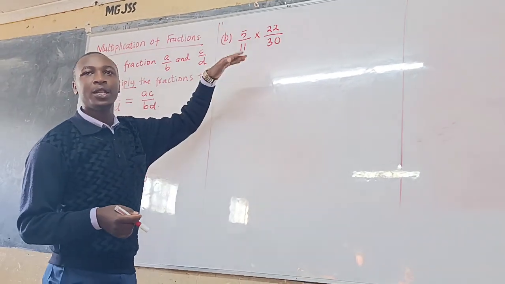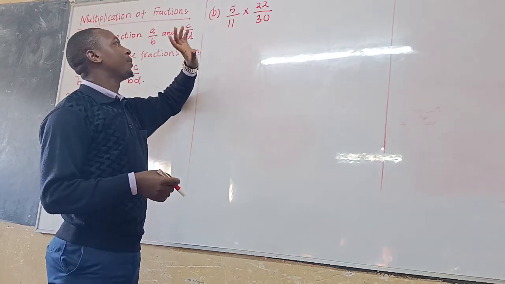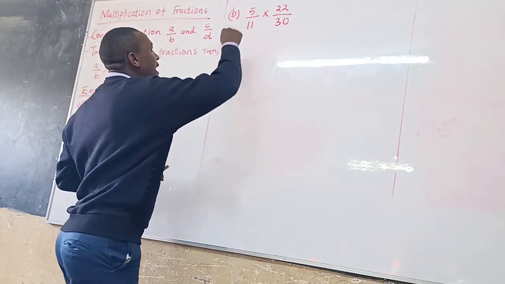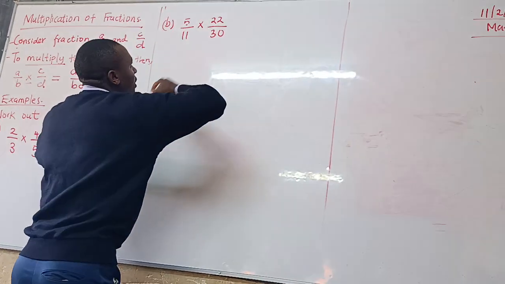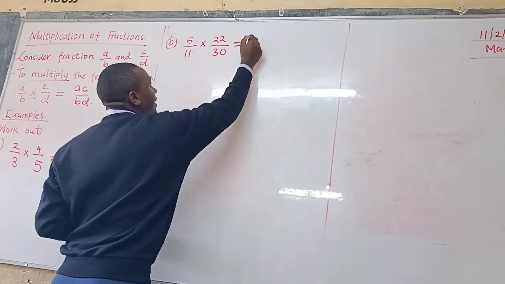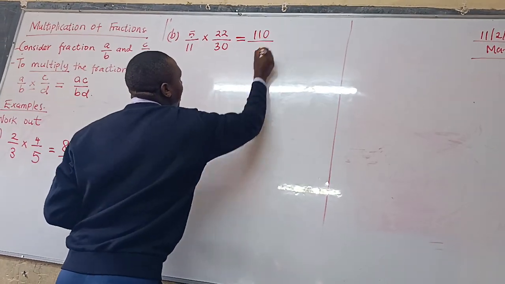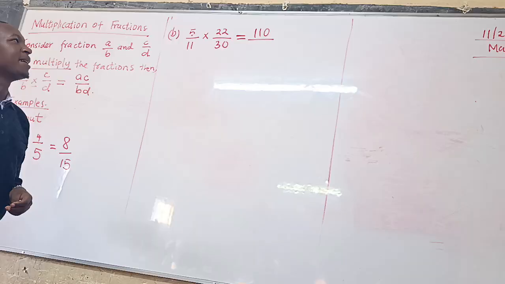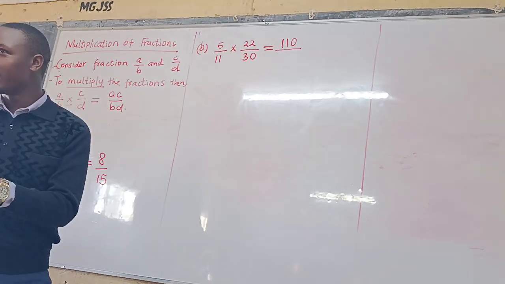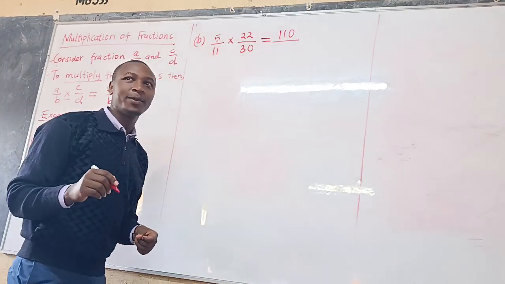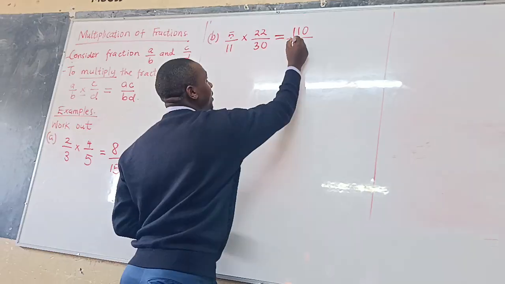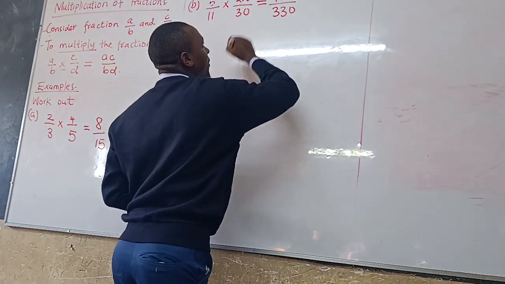First of all, we have agreed that to solve a problem like this with times here, we say 5 times 22. What is 5 times 22? 110. That is good. Divide by, what is 11 times 30? 330. Very good. Are we there?